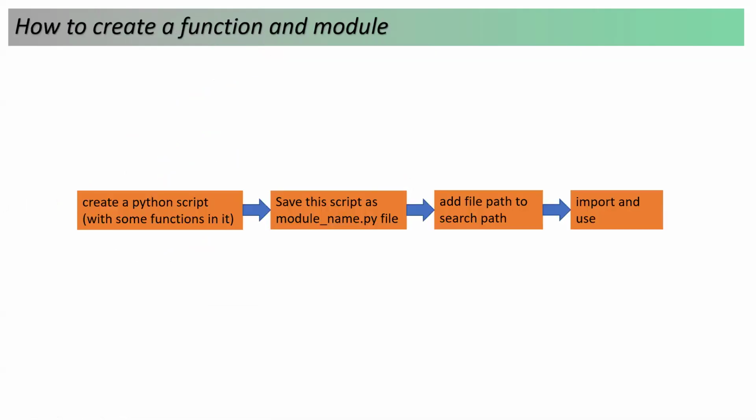And how to create function and module? So it's very easy. We just need to create a Python script and we write some functions, and then we save this script as a module name .py file. And then we need to add the file path to the search path, and then we just need to import and use it, which we will learn now.